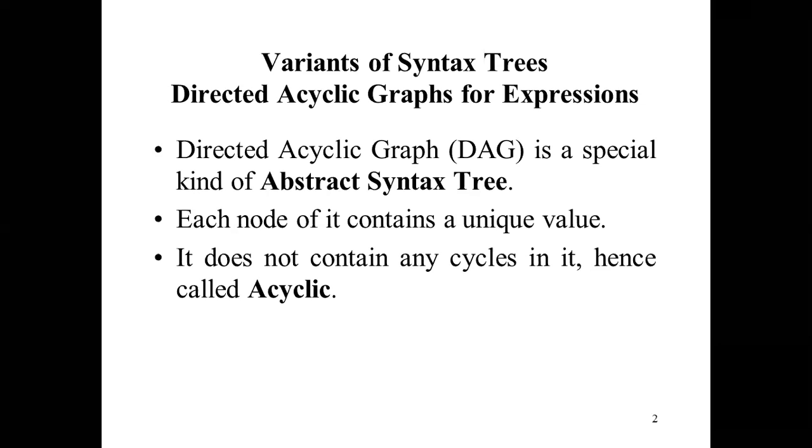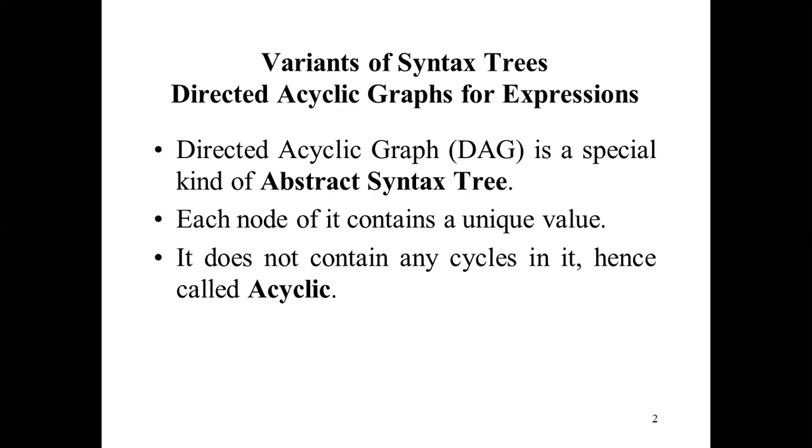Just consider that the directed acyclic graph is a special kind of abstract syntax tree, in short called the AST. It is nothing but a special kind of abstract syntax tree. We compress it into the compact form of the syntax tree, that is called the DAG, because we remove the redundancy from the expressions and after that we draw the syntax tree, which is called the directed acyclic graph.